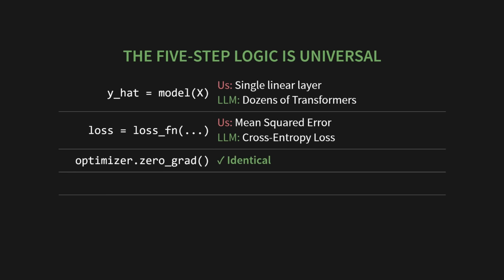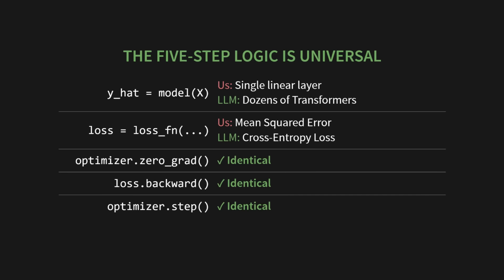Optimizer.zero_grad. For the LLM, identical. Loss.backward. For the LLM, identical. Autograd doesn't care how deep the model is. Optimizer.step. For the LLM, you guessed it, identical. The optimizer just does its job, whether it's managing 2 parameters or 8 billion.